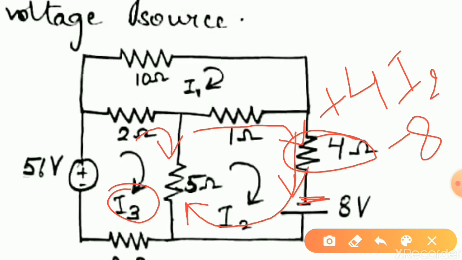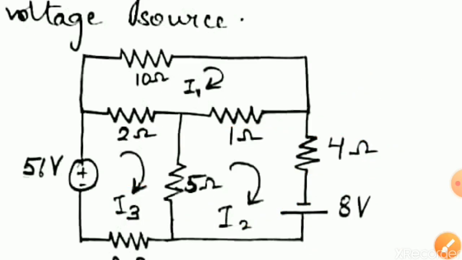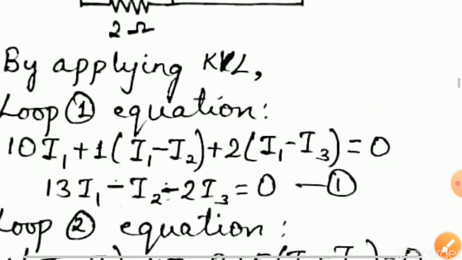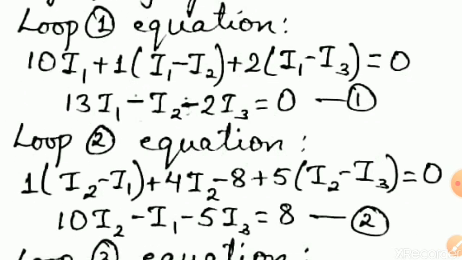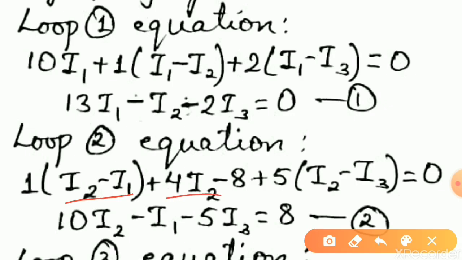The directions of currents are opposite, so we have to write plus 5 into major current I2 minus neighboring current I3. So the equation of KVL for the second loop can be written as 1 into (I2 minus I1) plus 4I2 minus 8 plus 5 into (I2 minus I3) is equal to 0. On solving the above equation, we get 10I2 minus I1 minus 5I3 is equal to 8.